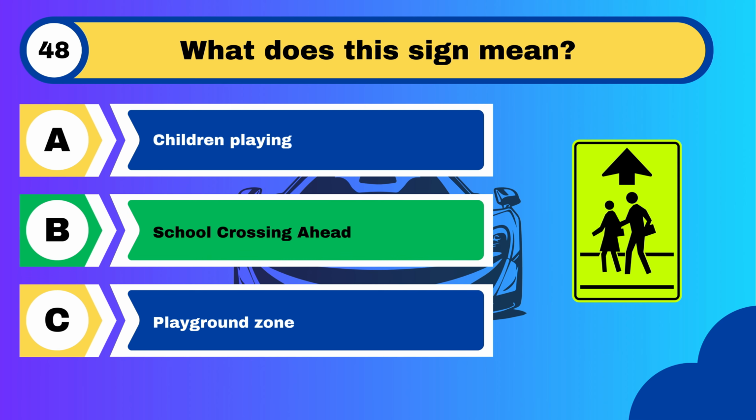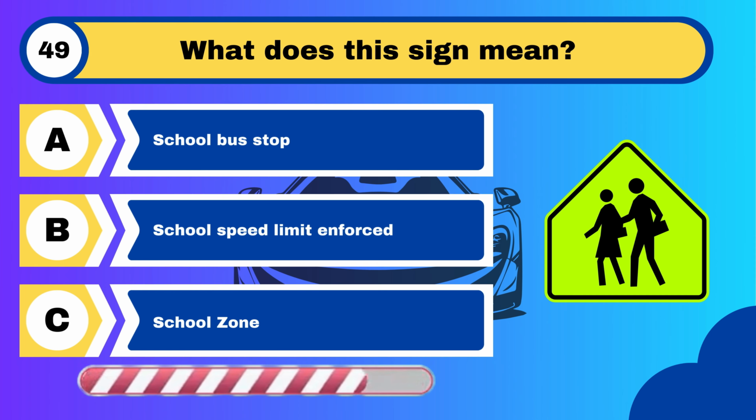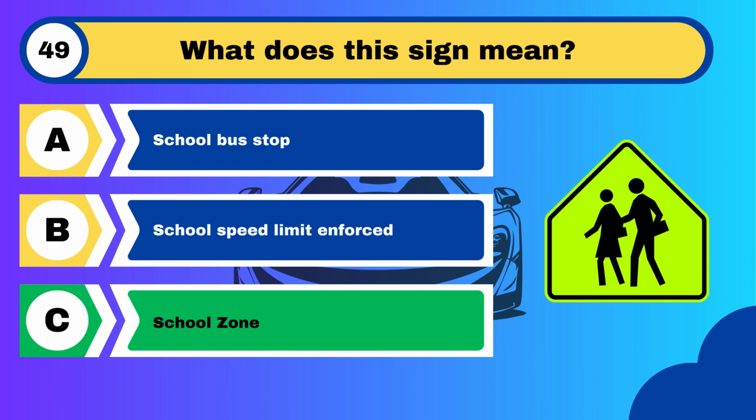B. School, crossing ahead. What area is identified in this school-related sign? C. School zone.